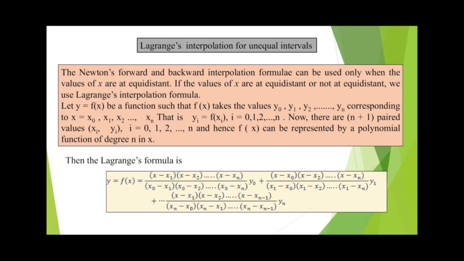Suppose we are given n plus 1 data points where each x value has a corresponding y value. So our objective is to estimate the value of f of x for an unknown x value that lies within the given data. Lagrange's formula constructs a polynomial of degree n that passes through all the given data points. The formula shown on this slide is called Lagrange's interpolation formula. In the upcoming examples, we will learn how to substitute the given values in this formula and estimate the unknown values step by step.